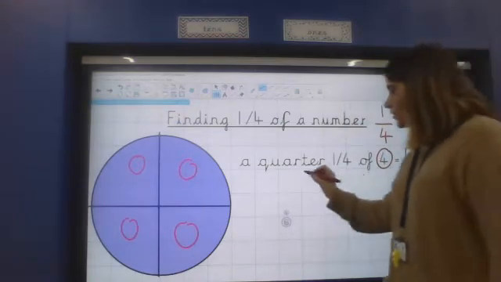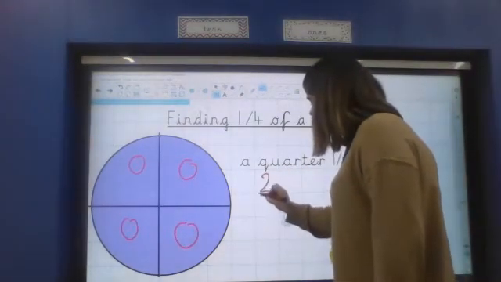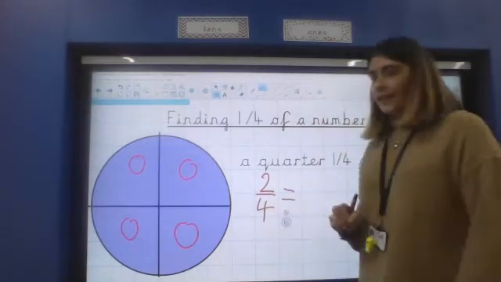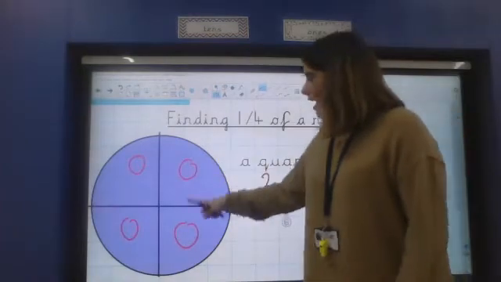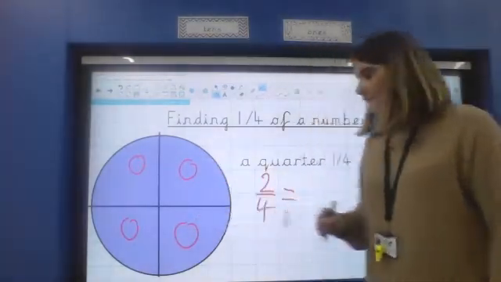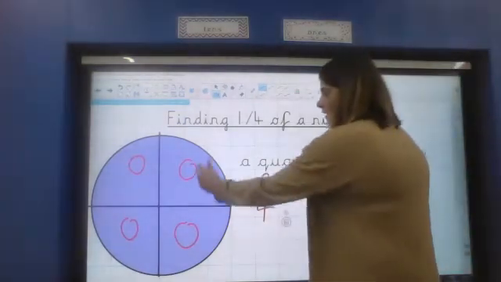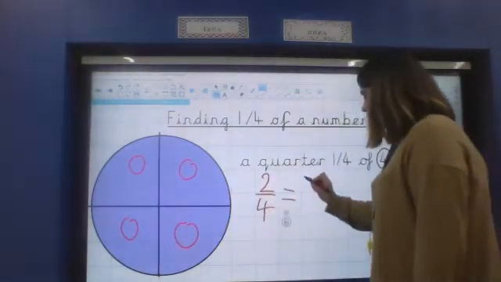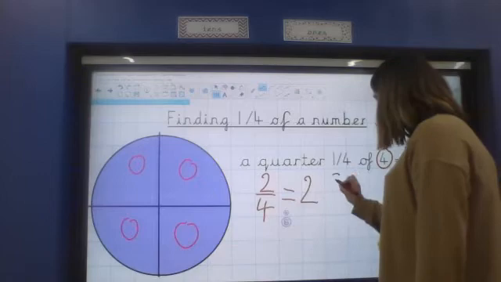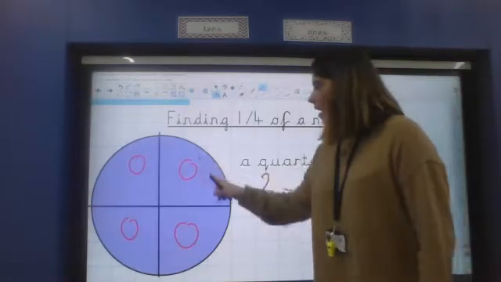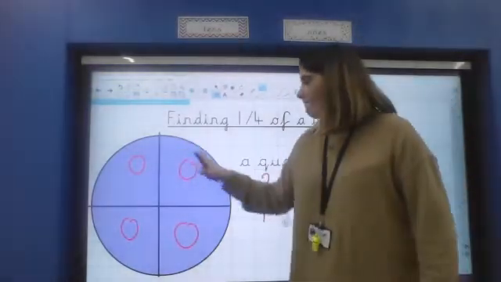What if Mrs. Ward wanted to find out what 2 quarters of 4 is? I would then need to count how many are in 2 parts. And 2 quarters is the same as half, so it would be 2. What if I wanted to find 3 quarters? I would need to count 3 parts out of 4. 1, 2, 3.